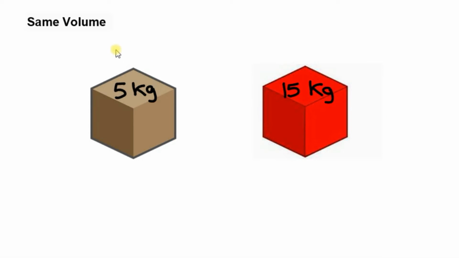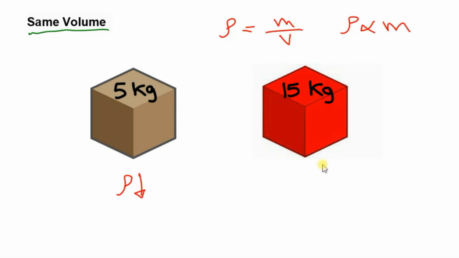What about if we have different materials with the same volume? Here we have 2 cubes of equal dimensions, but one of them has a mass 5 kg and the other one has a mass 15 kg. Again, according to the equation, density equals mass divided by volume. So for the same volume, the density is directly proportional to the mass. But again, I am confirming this is for different materials. So according to this equation, the one that has the least mass will have the least density. The one with the greatest mass will have the greatest density.